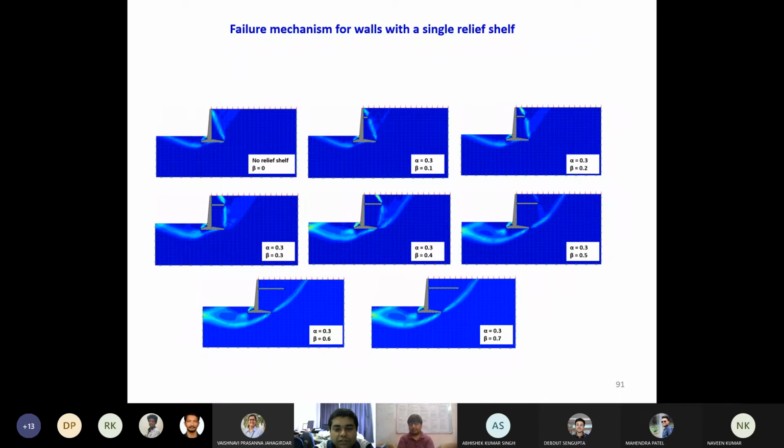Even for the figure's bottom, you can see that one failure line is basically encompassing the base extension and the relief shelf, and then it is moving towards the ground surface. So it is following the stiffness contrast of the medium. Yes. Because usually, as I remember in code as well, the failure line which is taken is from the heel at the same angle as we take for cantilever.